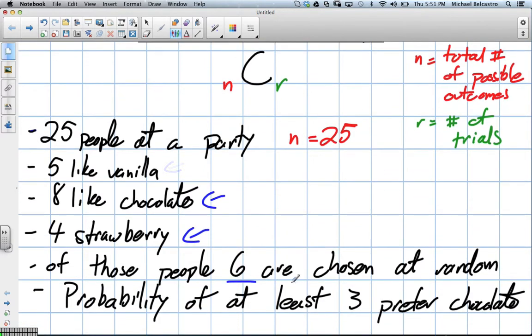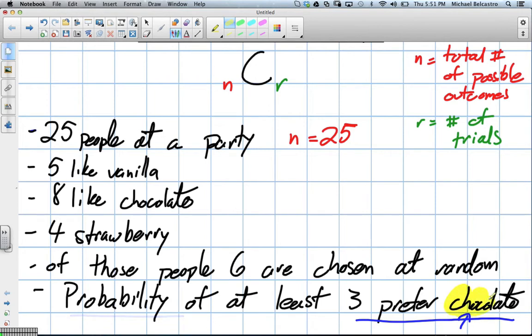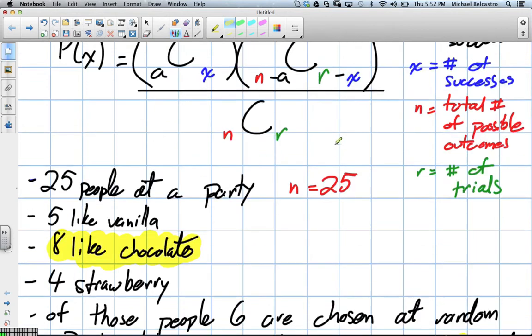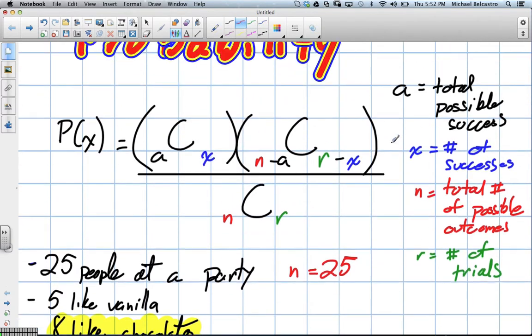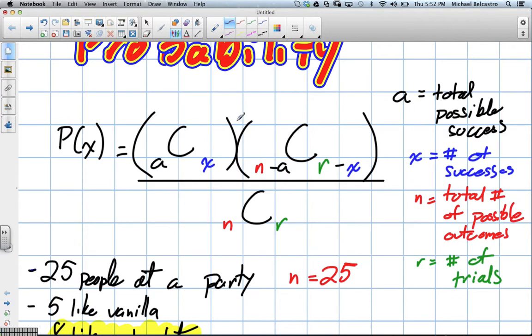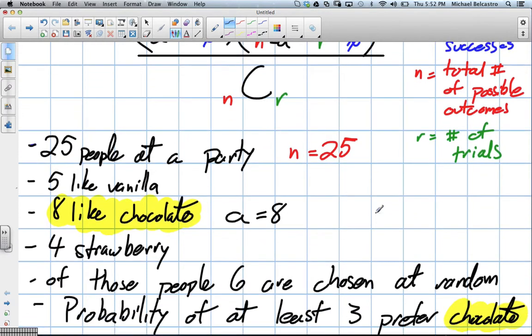Of those people, 6 are chosen at random. What is the probability of at least 3 preferring chocolate? So a success is preferring chocolate in this case. If you have to be successful by preferring chocolate, then the total number of things that would help us be successful, our A variable, is going to be 8 in this question. Okay? A will be 8 because there are 8 people of these 25 who prefer chocolate. So if we draw any of those 8, they're going to say, yeah, I prefer chocolate.